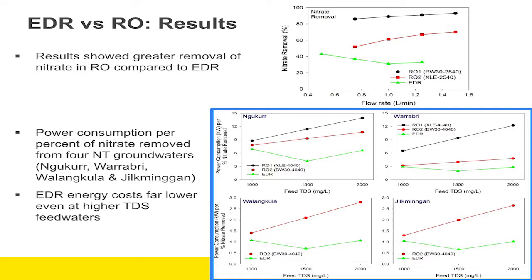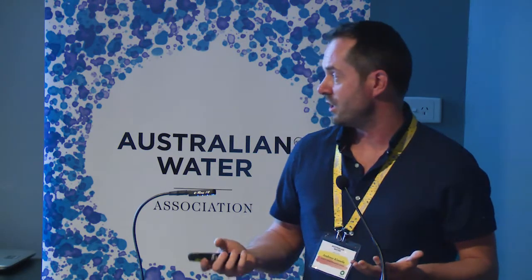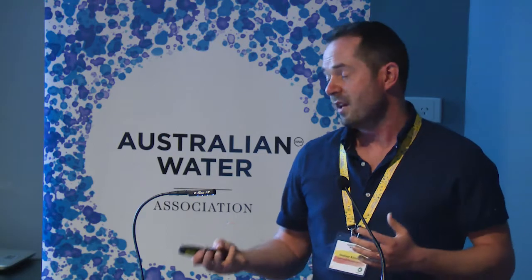It was more, which is the bottom four graphs, understanding how the work can be applied to specific communities, and therefore NT groundwater sourced remote communities. But those graphs show the EDR comparison with RO when you factor in the power consumption per percent of nitrate removed. And that's where EDR starts to come into its own once that energy consumption issue is factored in. And I guess this slide is put up just to highlight how we can specifically tailor treatment options for specific waters for different communities.